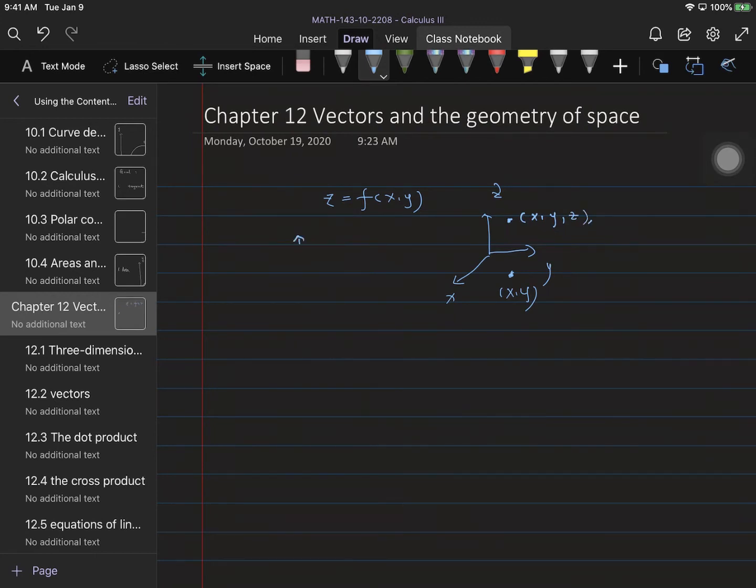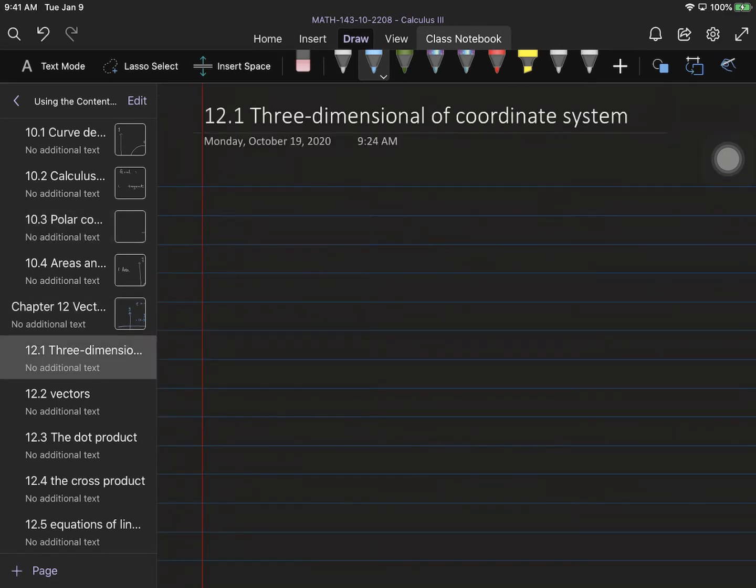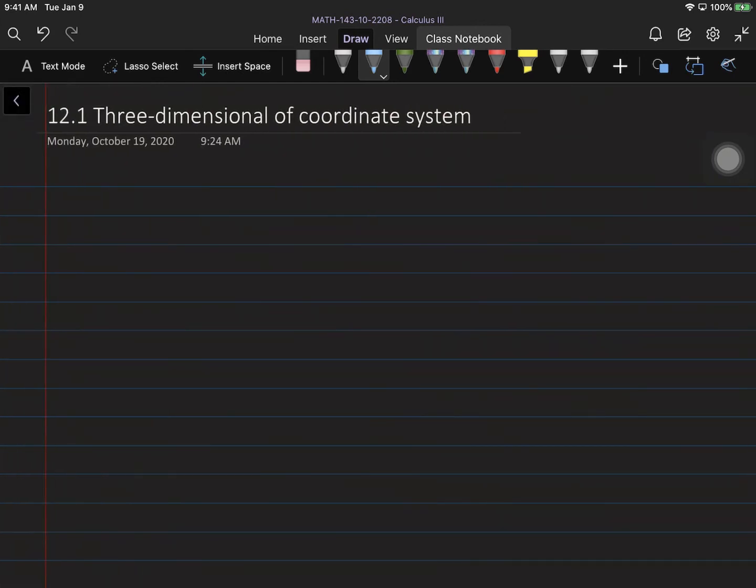Actually, this is similar to 2D. 2D is y equals f(x). So this is in 2D. The point is given by x, y. So in order to learn multiple variable functions, we need to know what a function in three-dimensional space is, what three-dimensional space looks like, and how the equations are given. So now let's see 12.1, three-dimensional coordinate system.